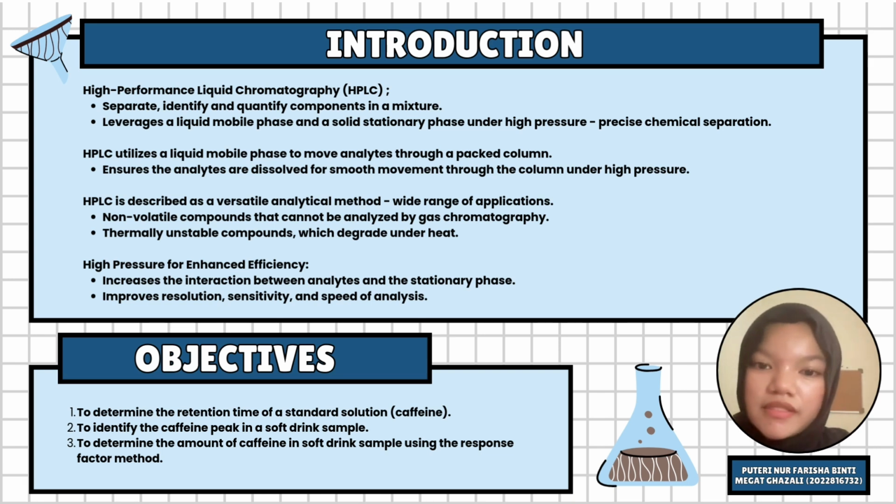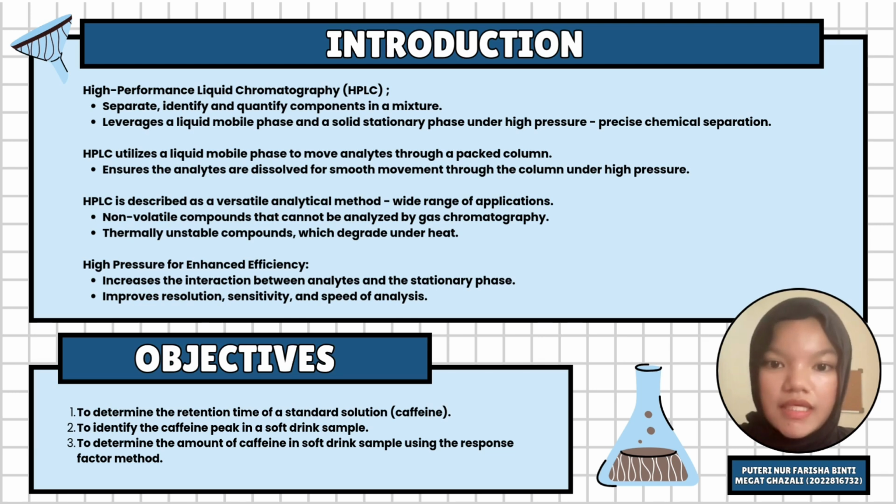HPLC is also described as a versatile analytical method because of its wide range of applications. It can separate non-volatile compounds that cannot be analyzed by gas chromatography, and thermally unstable compounds which degrade under heat. HPLC operates at high pressure, enabling efficient and rapid movement of analytes through the tightly packed column. The high pressure increases the interaction between analytes and the stationary phase and improves resolution, sensitivity, and speed of analysis.